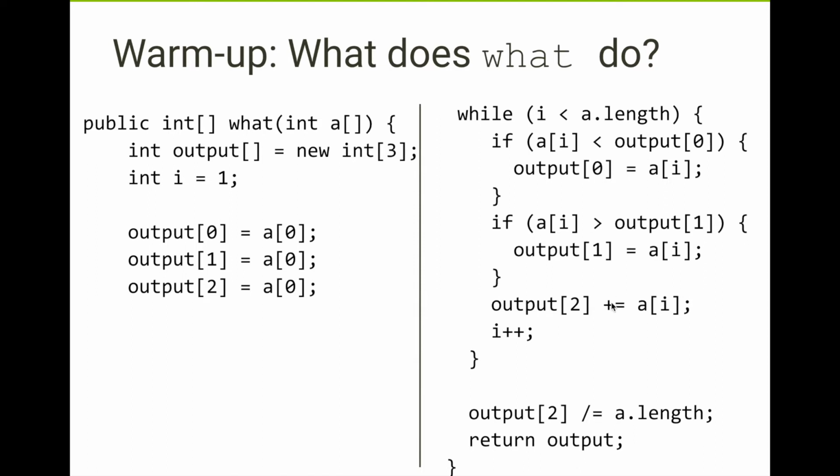the array. And then output 2, as we move along, is continually adding all the elements in the array to itself. We are getting the count, which doesn't really help us much, because down here what we do is we take output 2 and then we divide it by the length, which gives us what? The average. So this returns an array of size 3 that will give you the minimum, the maximum, and the average of any integer array that is input.